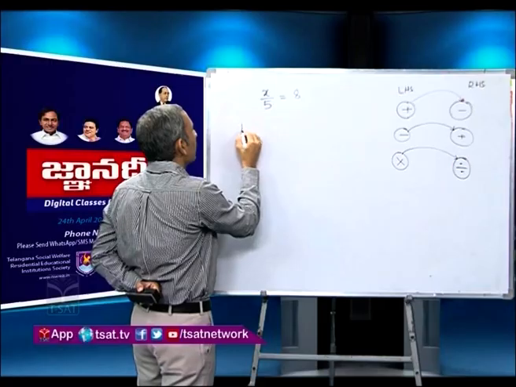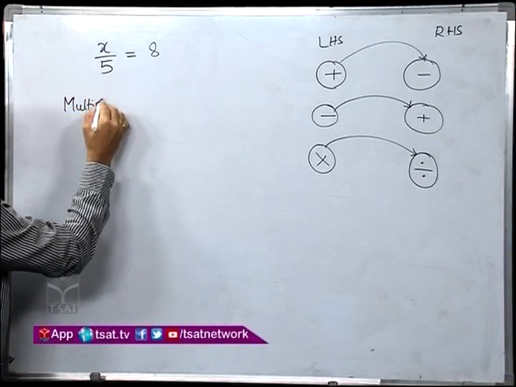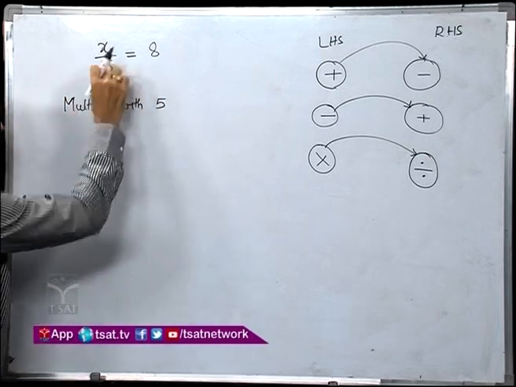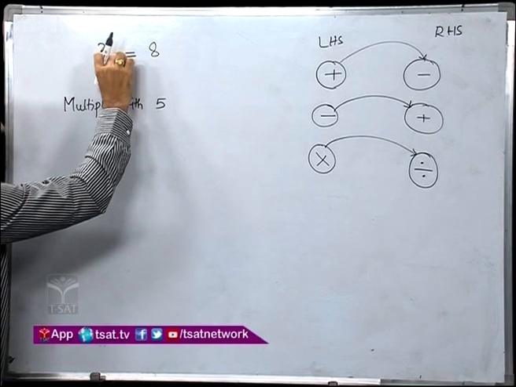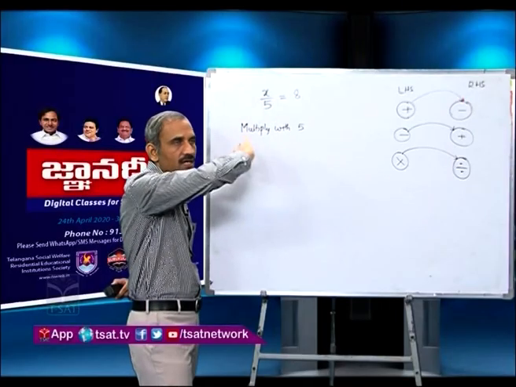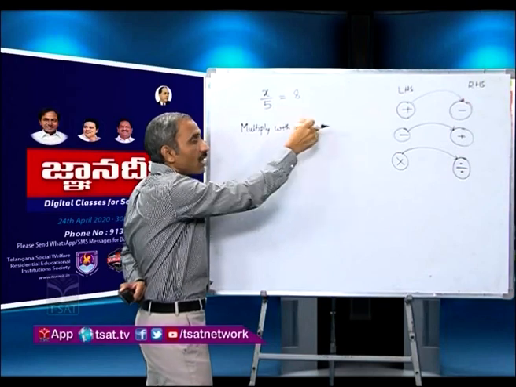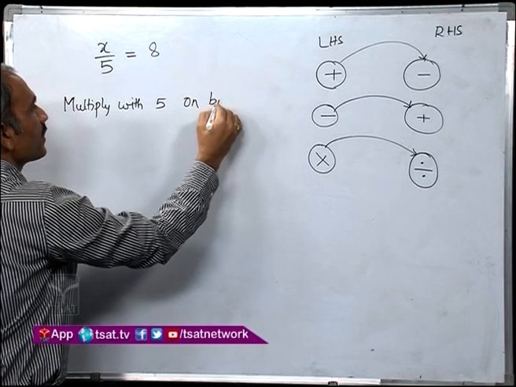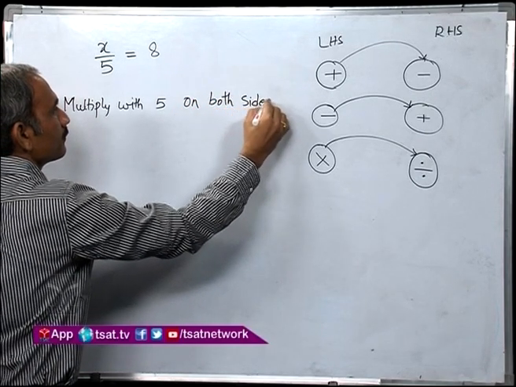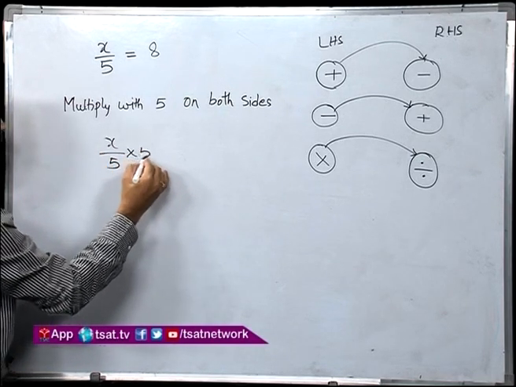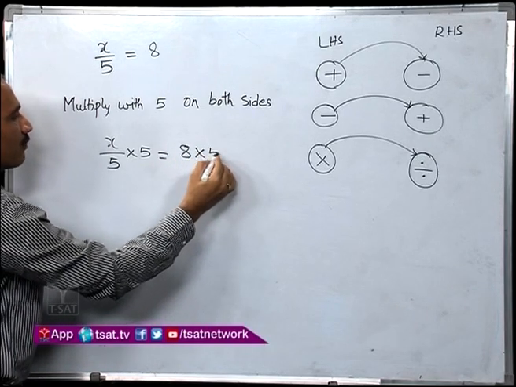So, that means multiply with 5. If you only multiply with 5 on LHS, is equality maintained? No. By using our principles of equality, as we discussed earlier, you have to multiply with 5 on RHS also. Therefore, with 5 on both sides. Then what will happen? X by 5 into 5 is equal to 8 into 5.